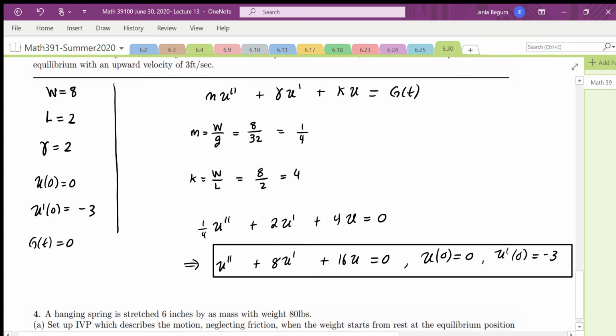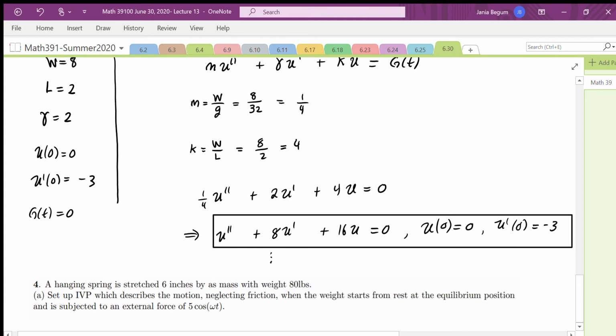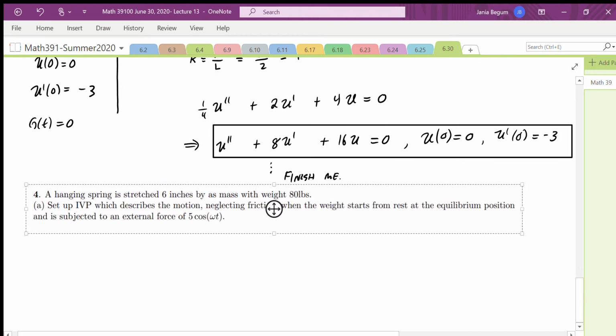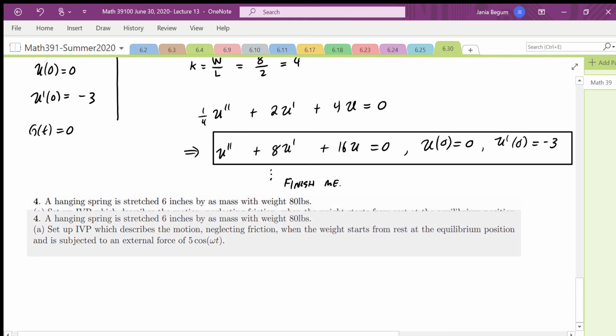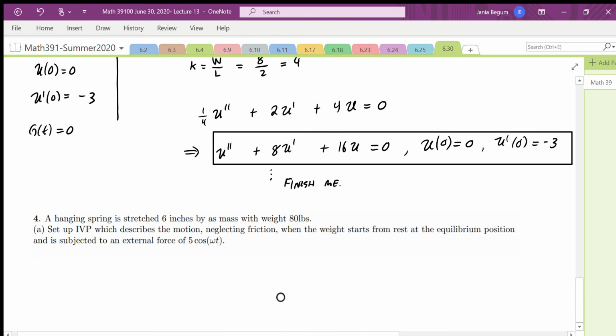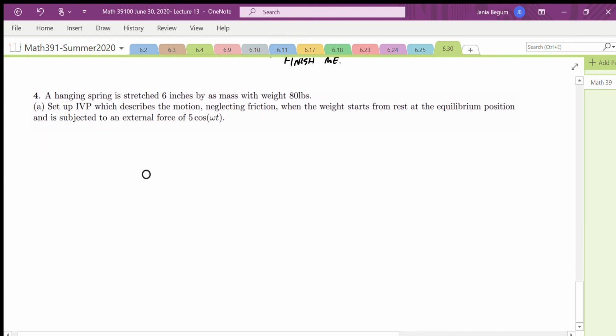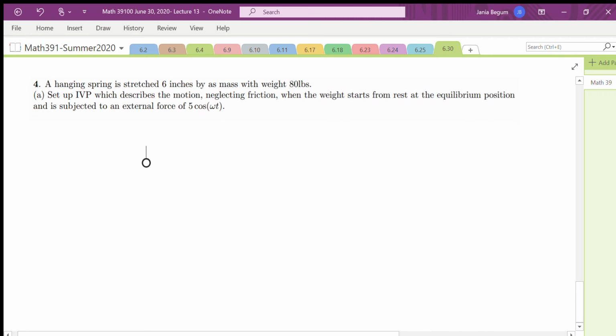Again, I didn't finish this; you can go ahead and finish it. Any questions on these problems? I have one more to work on. I'll give you a few seconds to set this up, and then we'll do something else.